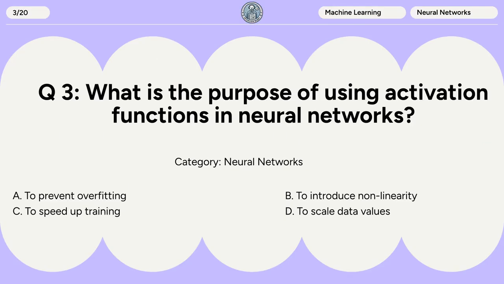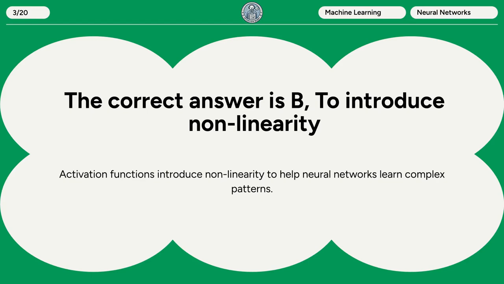Question 3. What is the purpose of using activation functions in neural networks? A. To prevent overfitting. B. To introduce nonlinearity. C. To speed up training. D. To scale data values. The correct answer is B. To introduce nonlinearity. Activation functions introduce nonlinearity to help neural networks learn complex patterns.